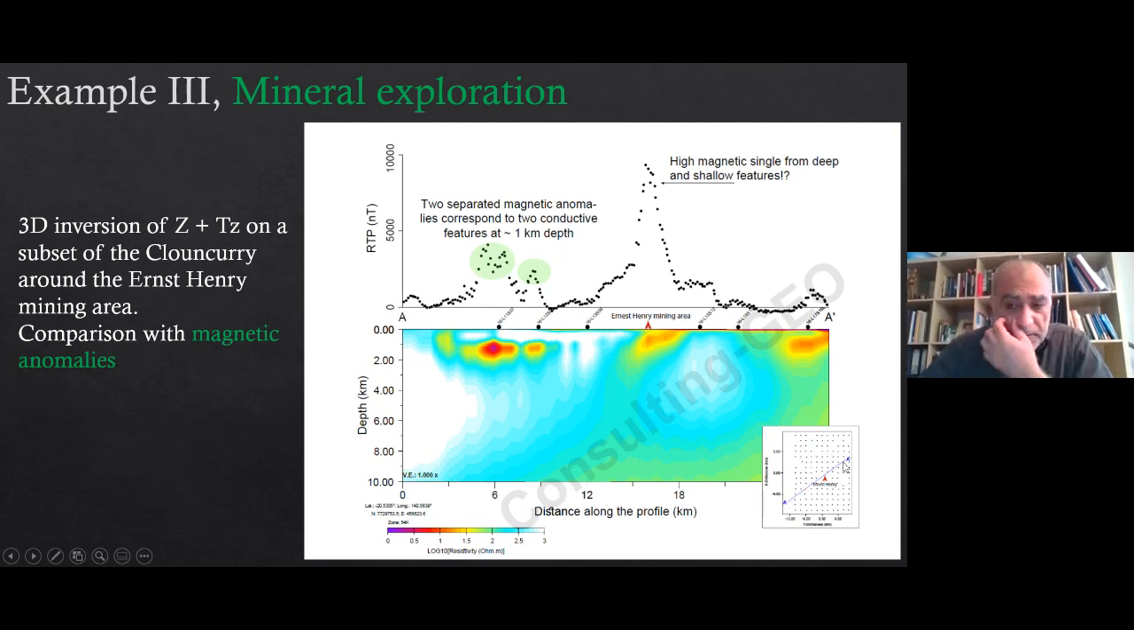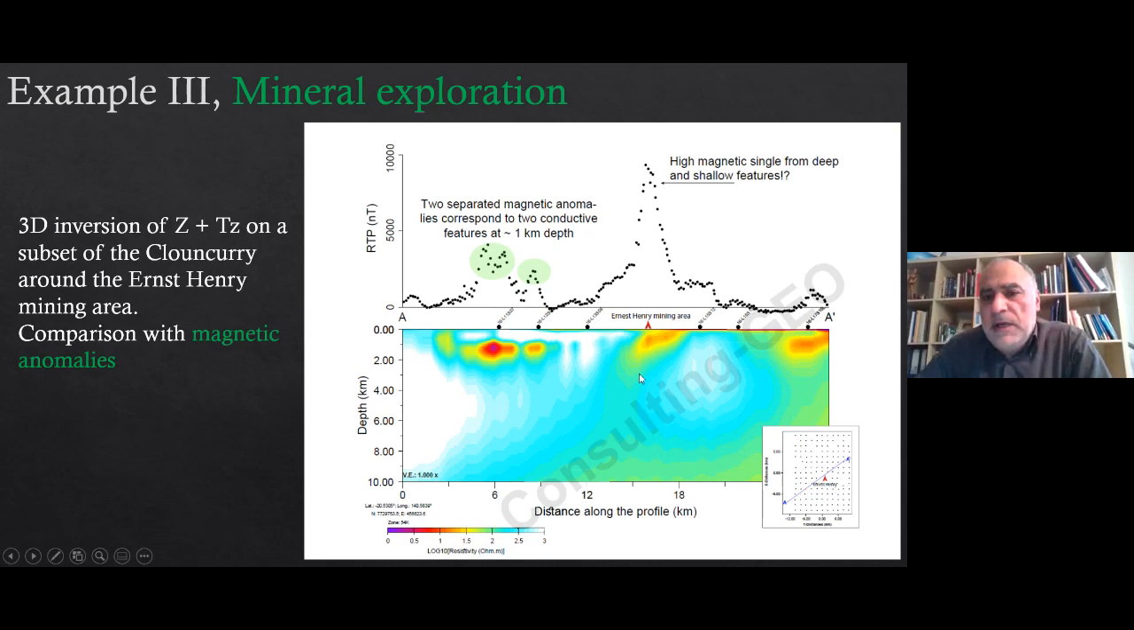What I'm showing here again is a cross section extending from southwest to northeast. At the top, we see the magnetic anomaly. And as you can see here, there is a huge conductive anomaly located exactly where the mining area is located. And if you still remember, from the same study area, we observed that large conductive anomaly coming from around 10 kilometers.